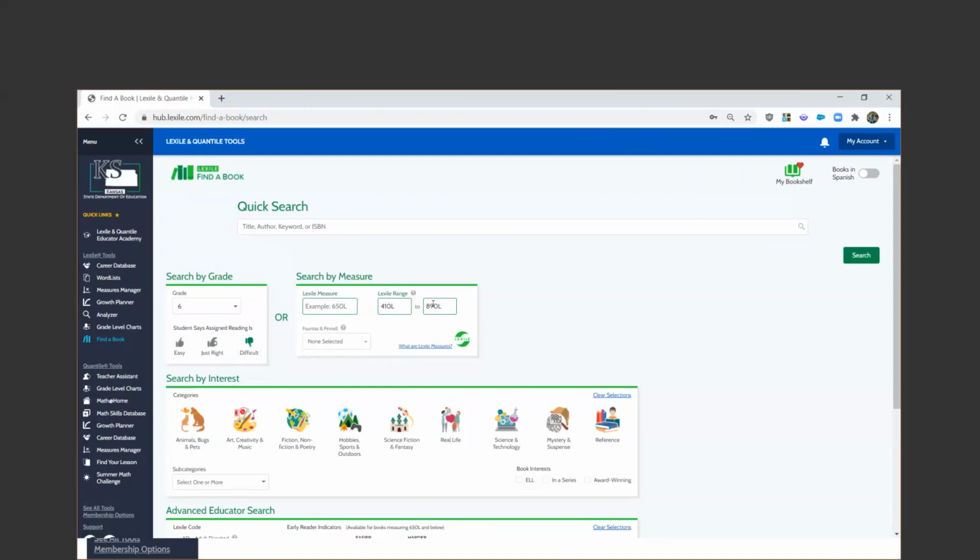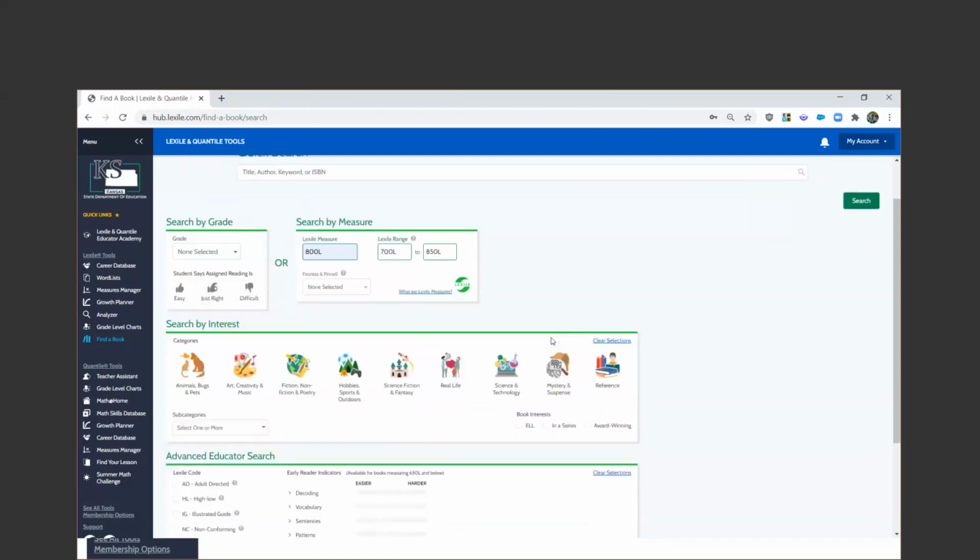But I want to go back and just explore what this Find a Book tool allows you to do for a student who is an 800L reader. And I'm actually using my son as my mental example here. My son reads at about an 800L Lexile reader measure. And his fascination is with books that are humorous. He always wants to read something that's funny.